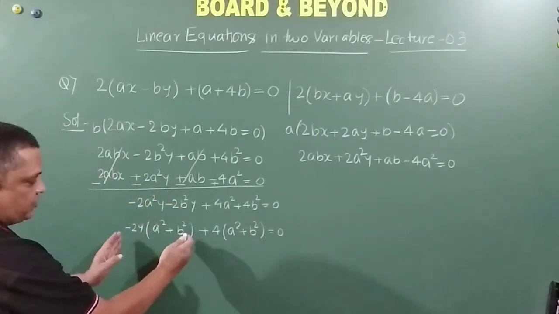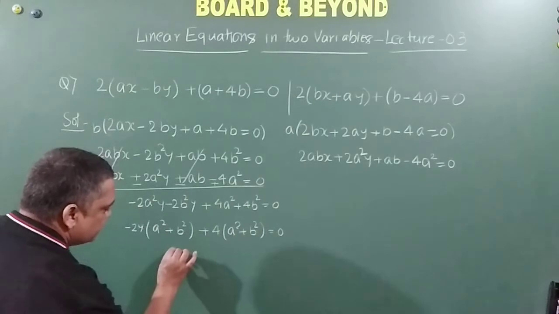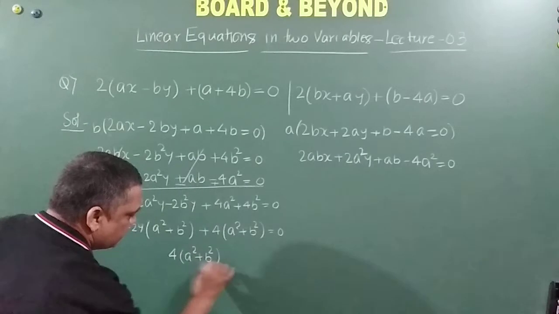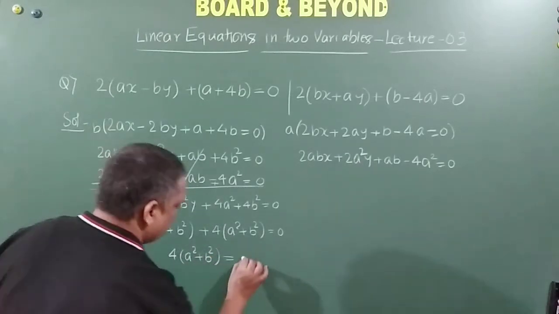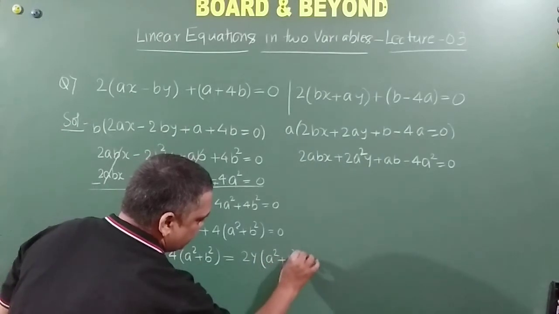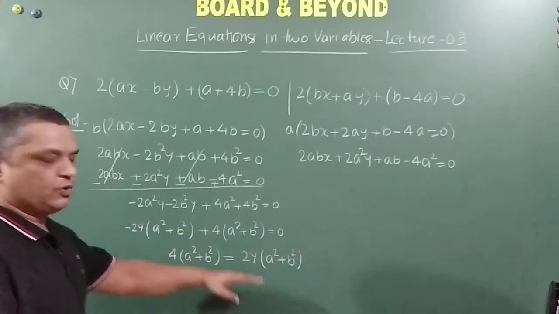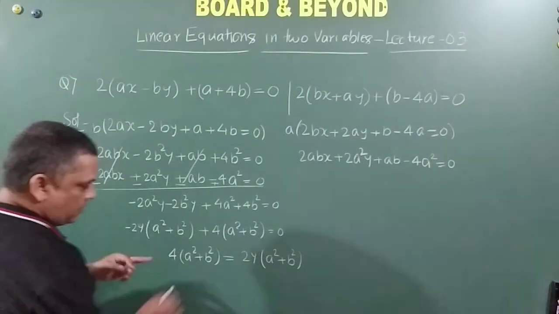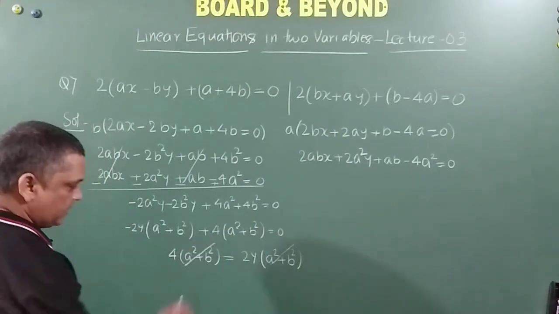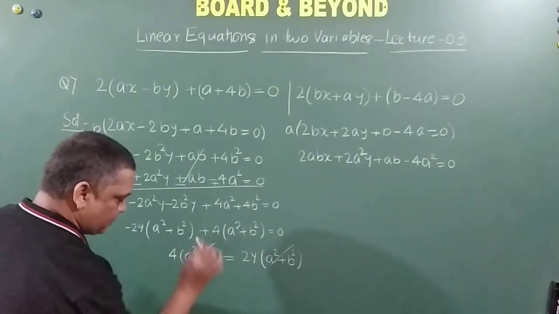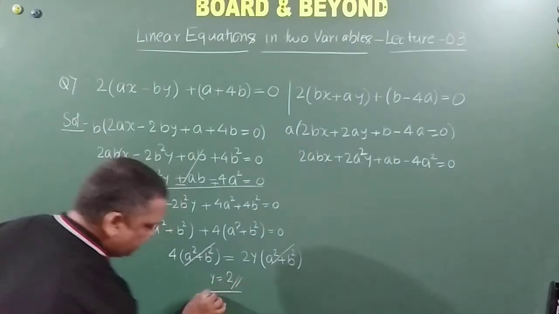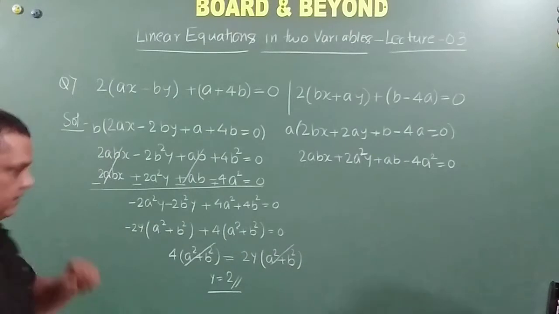Now if I transpose this complete term on the other side, this becomes 4 times a square plus b square is equal to 2y times a square plus b square. I hope everybody is able to understand this. Now this complete term I can cancel because it gets divided on both sides, right friends? So 4 is equal to 2y. So y is equal to 2. Right? So we have got the value of y.